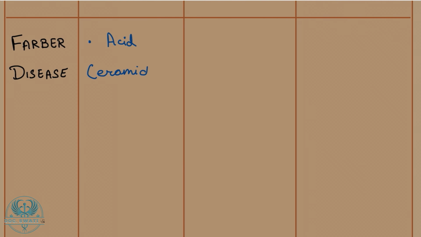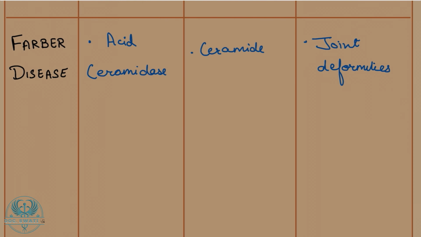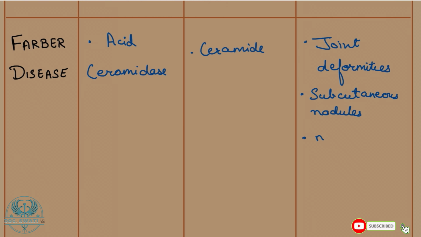So let's end our today's video with the discussion of Farber's disease. It is caused due to the deficiency of acid ceramidase. It has an accumulation of ceramide. The key clinical features include joint deformities, subcutaneous nodules and neurologic involvement.